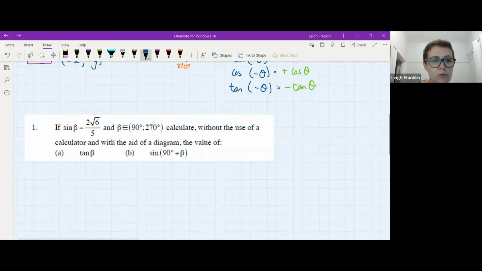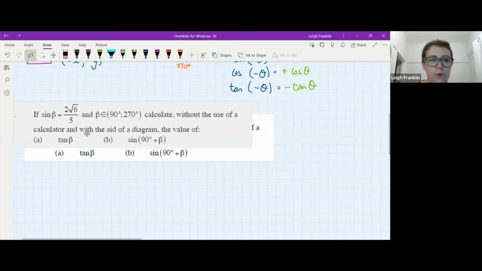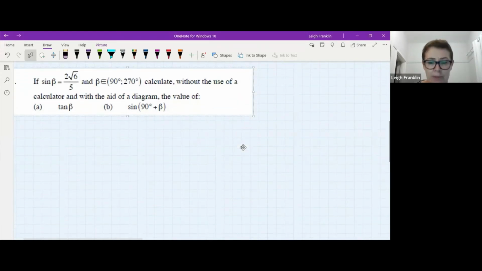So this sort of question is a very common first question in exam papers. They've told us if sine beta is 2 root 6 over 5 and beta is an angle between 90 and 270, calculate without the use of a calculator and with the aid of a diagram the value of tan beta and sine of 90 plus beta.